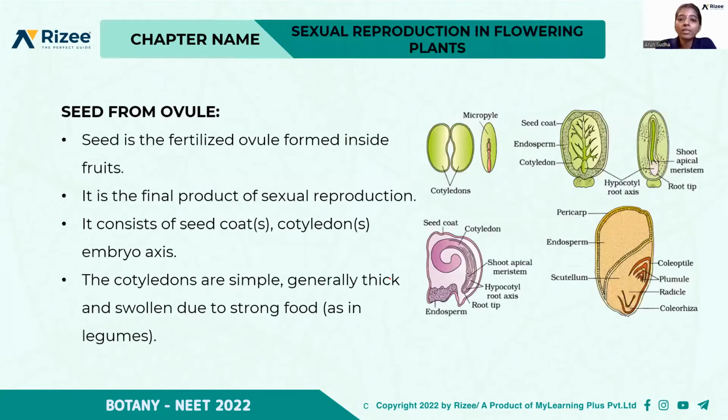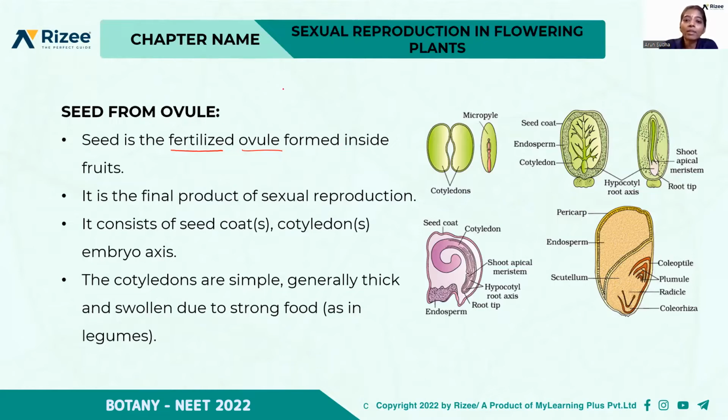So first we'll see about the formation of seed from ovule. How are the seeds formed from ovule? What is a seed? Seed is the fertilized ovule that is formed inside the fruits.